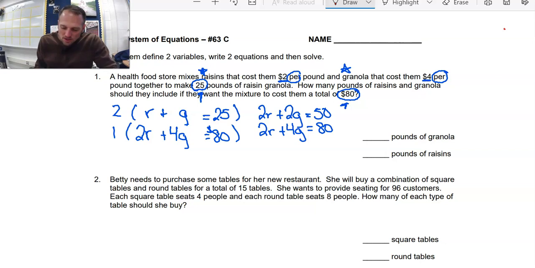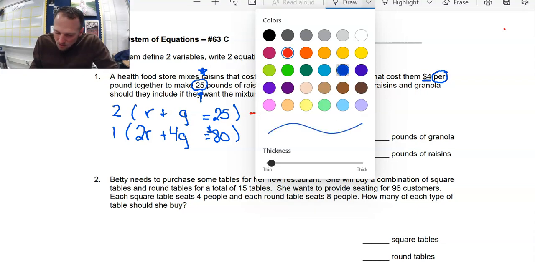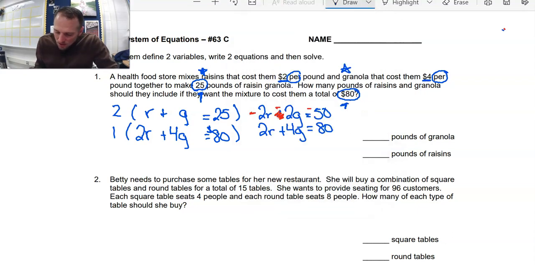But the bad news is they're both positive, so we need to change the sign so that they equal 0. So I'm going to change them on the top. Negative 2R. This is going to become a negative 2G, and this is going to become a negative 50. And now let's go ahead and solve this. Now, the R's are both 2's. They're opposite. That's awesome. Negative 2 plus 2 is 0. The G's, negative 2G plus 4G, that's going to be positive 2G. And then negative 50 plus 80, that's going to be positive 30.